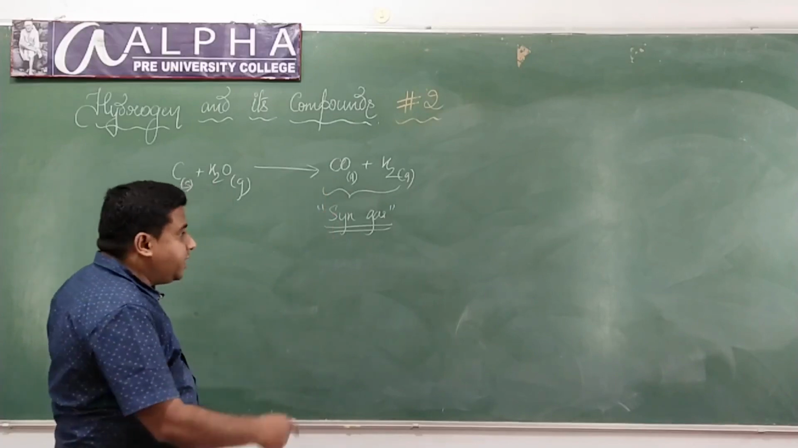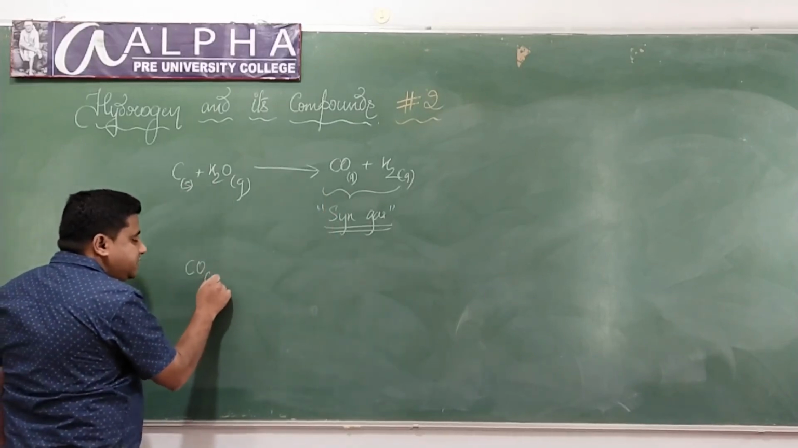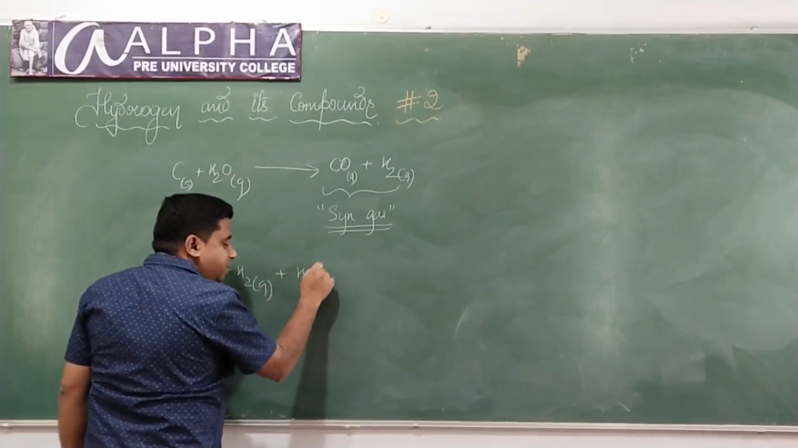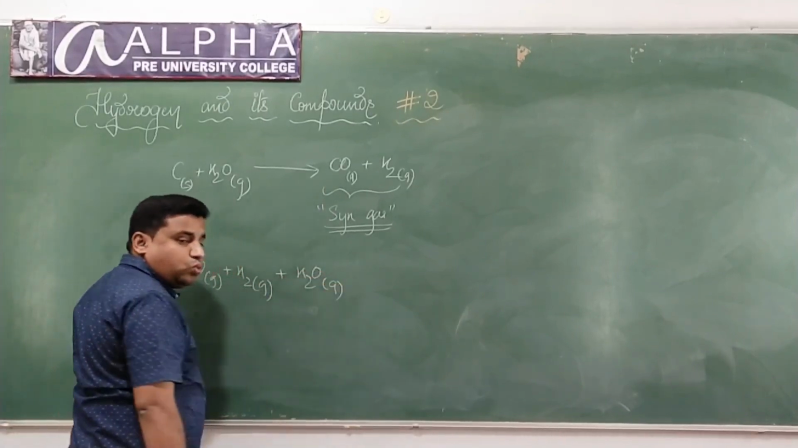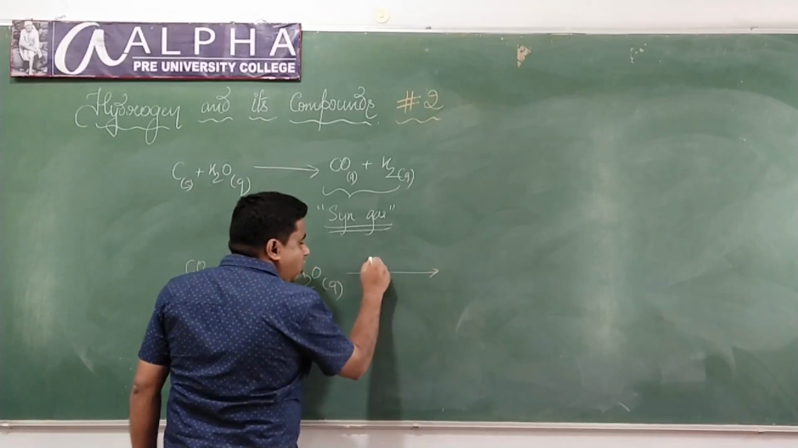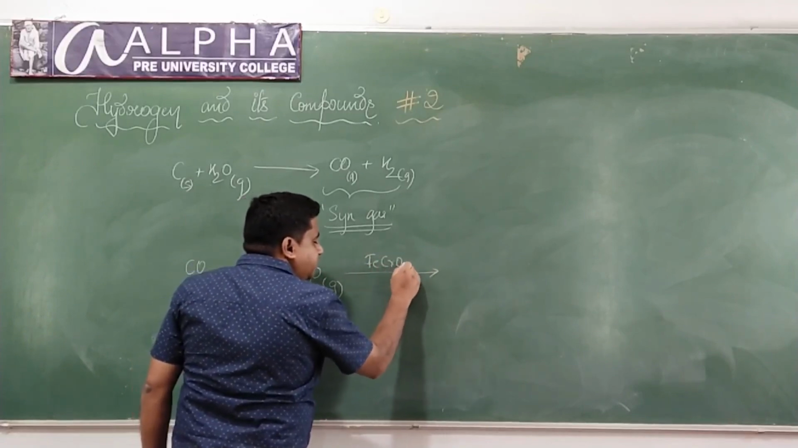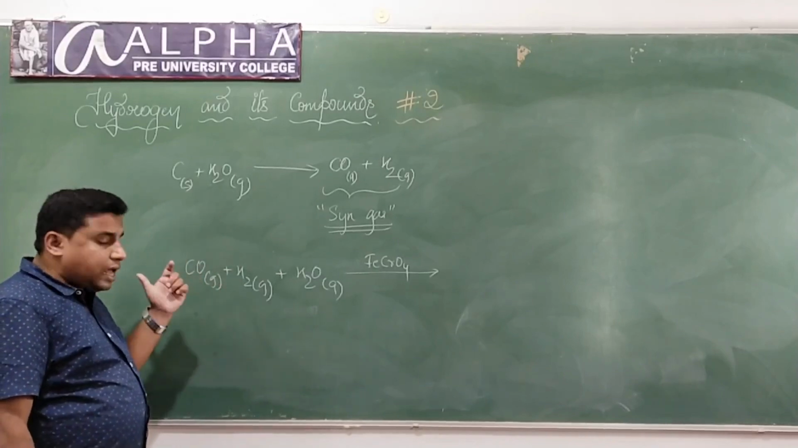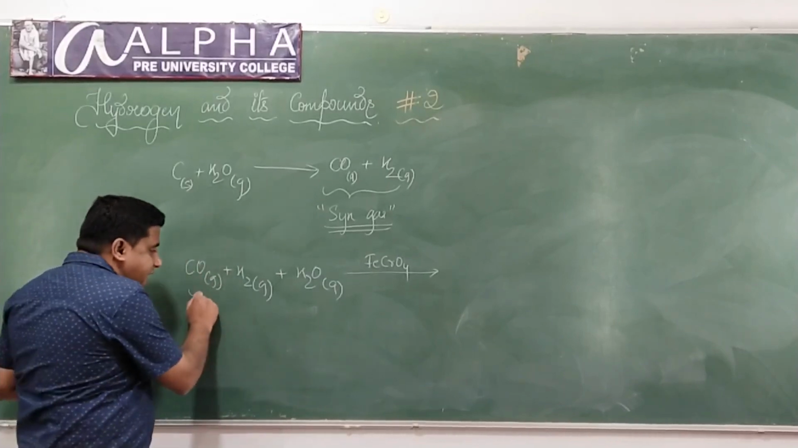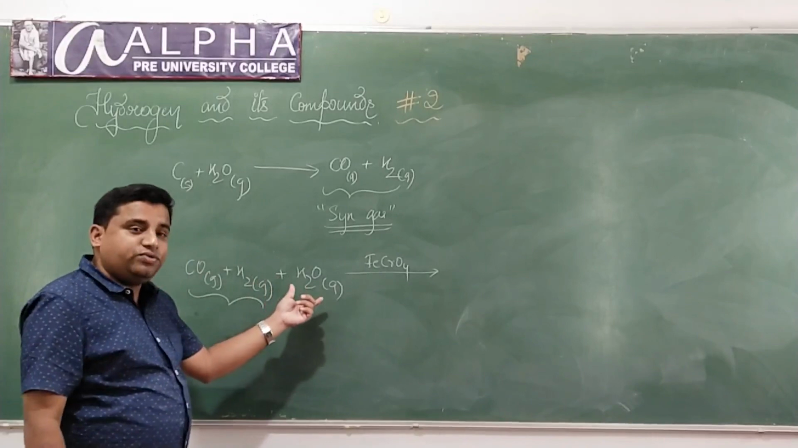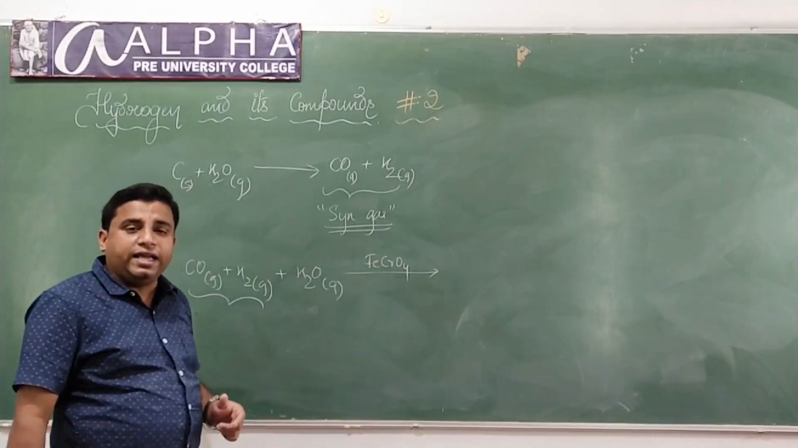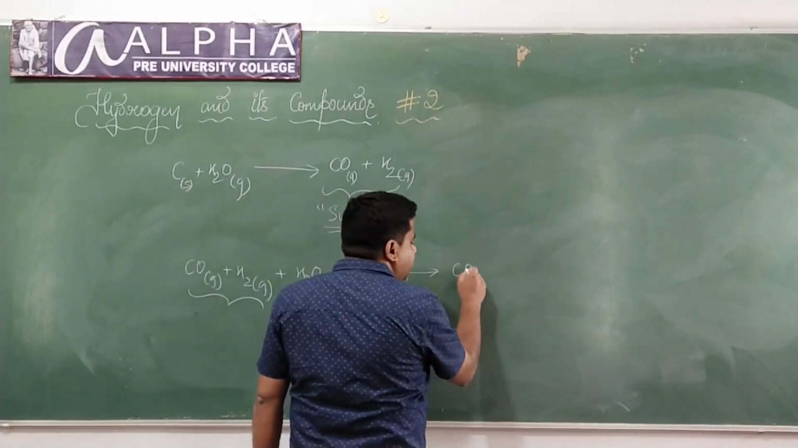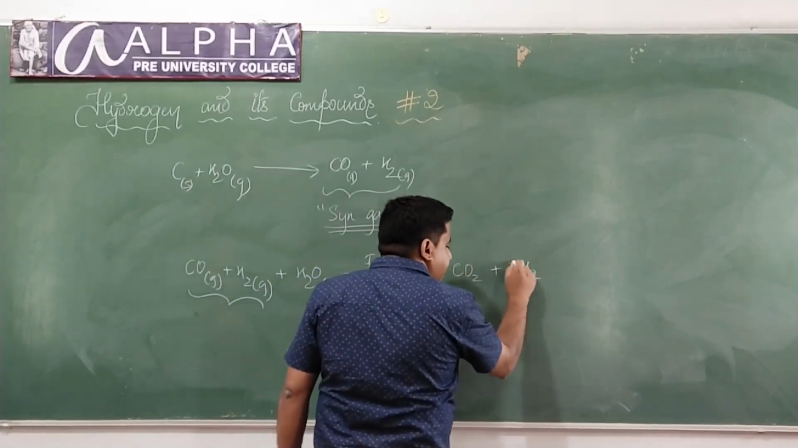See, this syngas should again be treated with steam. Steam in the presence of iron chromate. In the presence of what? Iron chromate. When carbon monoxide, that is syngas, is again treated with steam in the presence of iron chromate, now this will give a mixture of carbon dioxide and hydrogen.